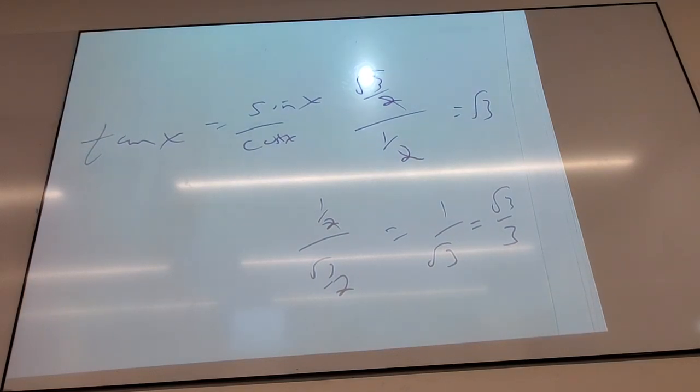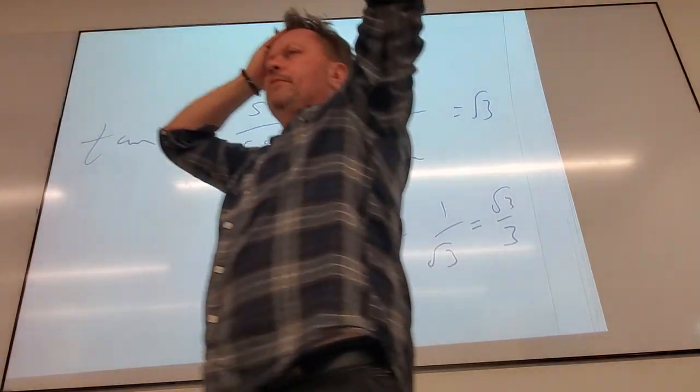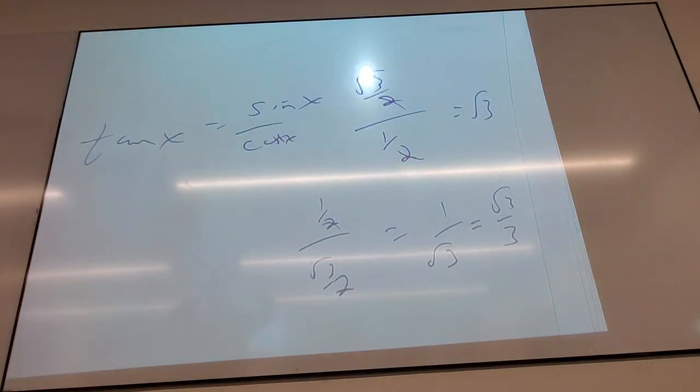And the way I remember this, what's on top of tangent? Sine. Tangent's big when sine is big, tangent's small when sine is small. So when is sine rad 3 over 2? That's 60 degrees, pi over 3. So when is tangent rad 3, pi over 3?